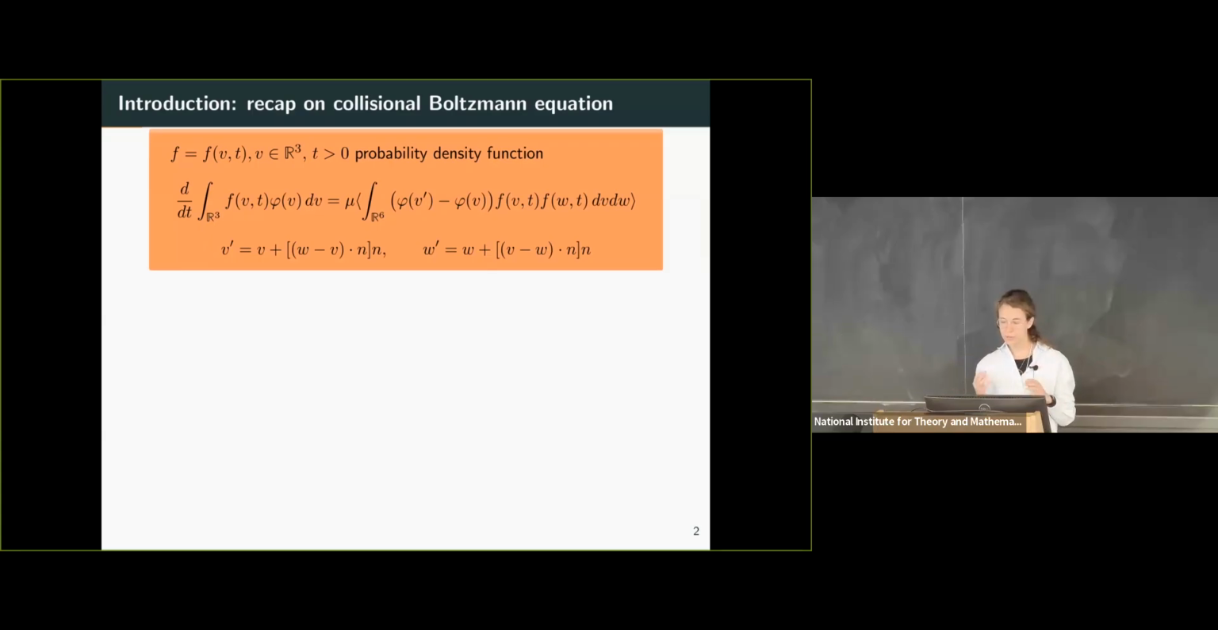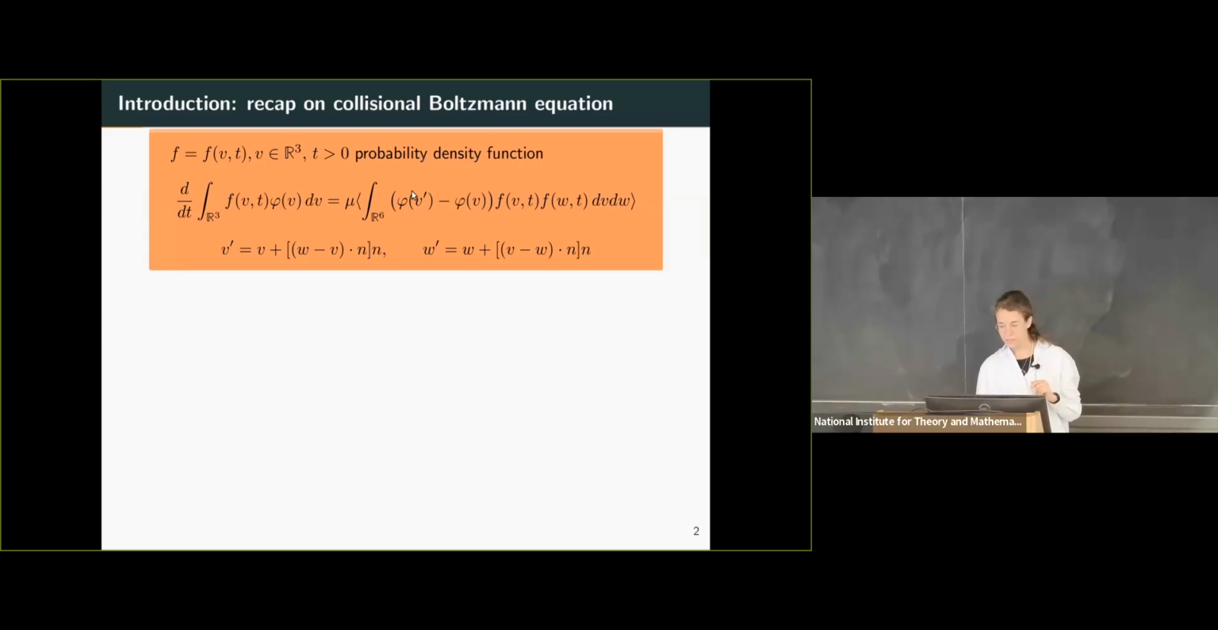Each molecule is identified by its velocity. So we have a velocity v and w of two molecules which interact in a binary sense, and after the collision they have new velocities v prime and w prime. Those collisions are ideal, those are hard spheres, so everything is conserved and everything is fine.